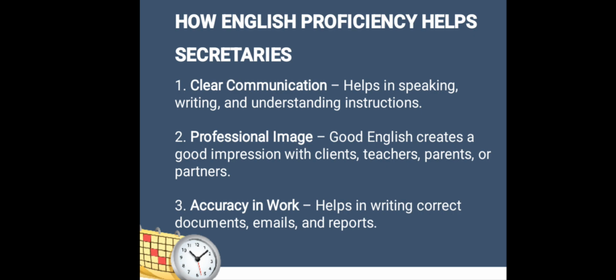First, clear communication helps in speaking, writing, and understanding instructions. The secretaries need to talk, write, and listen carefully. Good English helps them to share messages clearly and avoid misunderstandings. For example, a secretary speaking politely on the phone with a parent asking about enrollment, or a secretary writing an email to confirm a meeting schedule, or a secretary understanding instructions from the principal or manager.